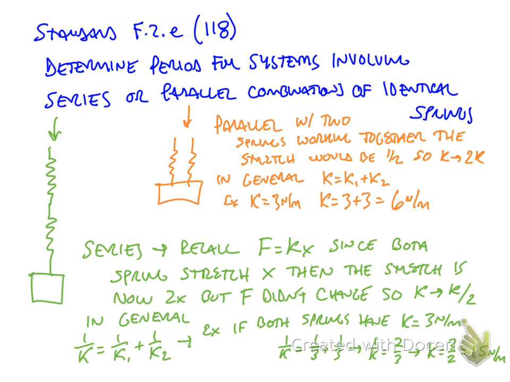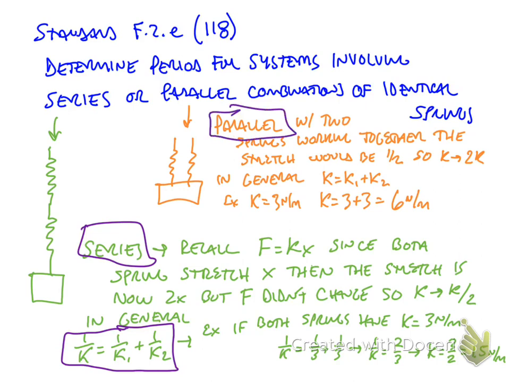So the main thing that we need to recall here as we go through with this is that if we have series springs, we need to do the inverse addition: 1 over k equals 1 over k1 plus 1 over k2. And for parallel springs, we just add the k values together: k equals k1 plus k2.